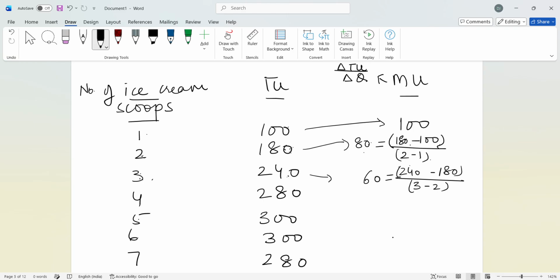And in a similar way you have to calculate it until your unit 7. So when you calculate for the fourth, you will see that it comes down to 40. For the fifth one, it comes to 20. For the sixth one, it comes to 0 because 300 minus 300 is what you get. And for the seventh one, it comes to minus 20. All right. So do you see that your total utility might be increasing, but your marginal utility right from the second unit has started falling.